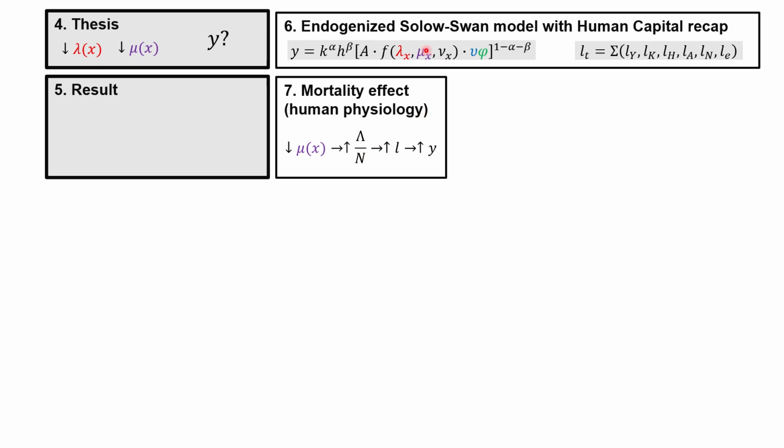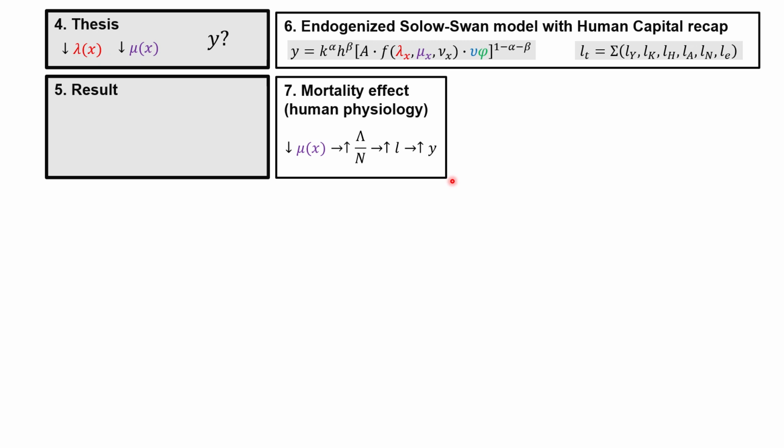And again, we can just look at the production function, which we stated here. That necessarily leads to an increase in labor hours per capita and hence output per capita. This mortality effect is effectively human physiology, right? Adults are naturally more productive than children, and hence the more adults per capita you have, ceteris paribus, the more goods and services one can produce over time.